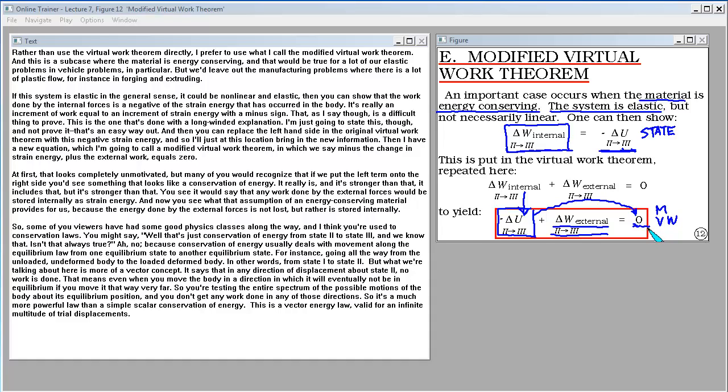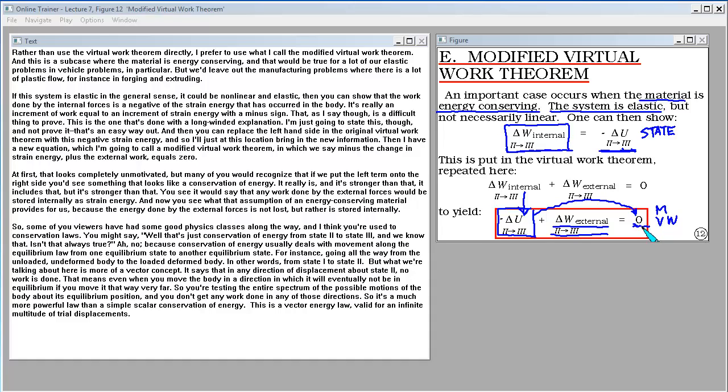No, because conservation of energy usually deals with movement along the equilibrium law from one equilibrium state to another equilibrium state. For instance, going all the way from the unloaded undeformed body to the loaded deformed body. In other words, from state 1 to state 2. But what we're talking about here is more of a vector concept. It says that in any direction of displacement about state 2, no work is done. That means even when you move the body in a direction in which it will eventually not be in equilibrium if you move it that way very far.